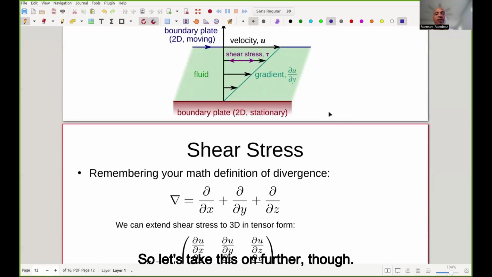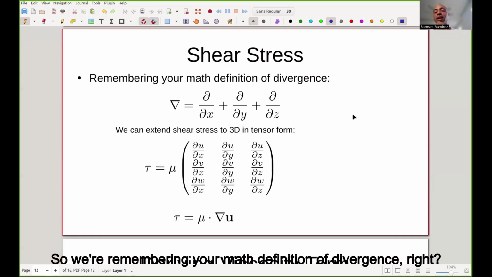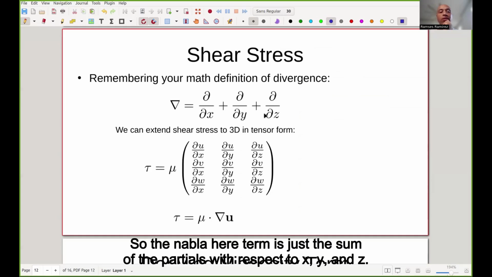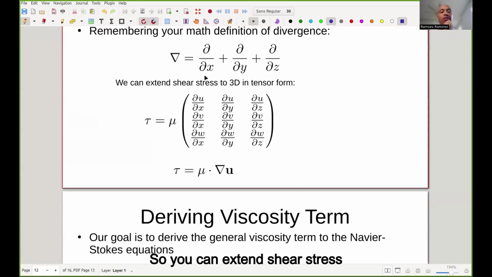So let's take this on further though. Remembering your math definition of divergence, right? The nabla term here is just the sum of the partials with respect to x, y, and z. So you can extend shear stress to 3D in tensor form like this, right? So instead of just du dy, you have all of this.